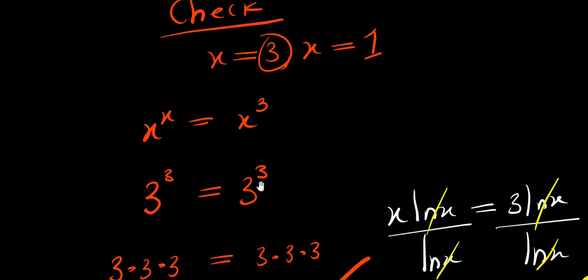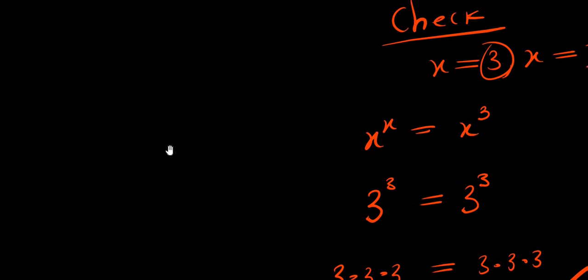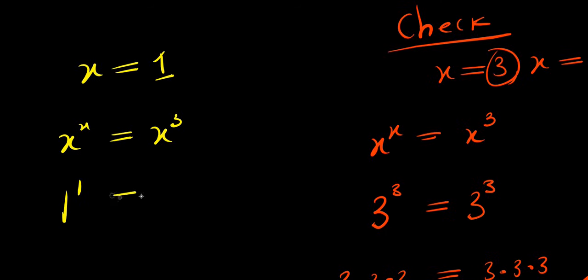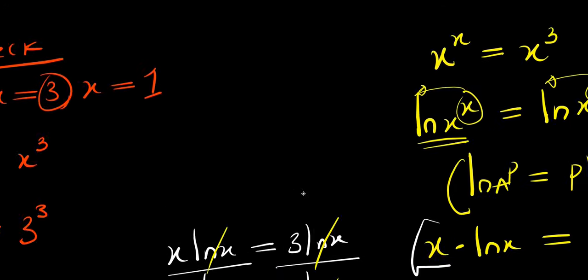So let's also check when x equals 1. So I'm going to have x power x equals x power 3. So I'm going to substitute 1 for x. So I will simply have 1 to the power of 1. Is it the same thing as 1 to the power of 3? Now, 1 to the power of 1 is 1, and 1 to the power of 3 is 1. In fact, 1 to the power of any number is 1. So this has also satisfied the equation. So ladies and gentlemen, the two values have satisfied the equation.